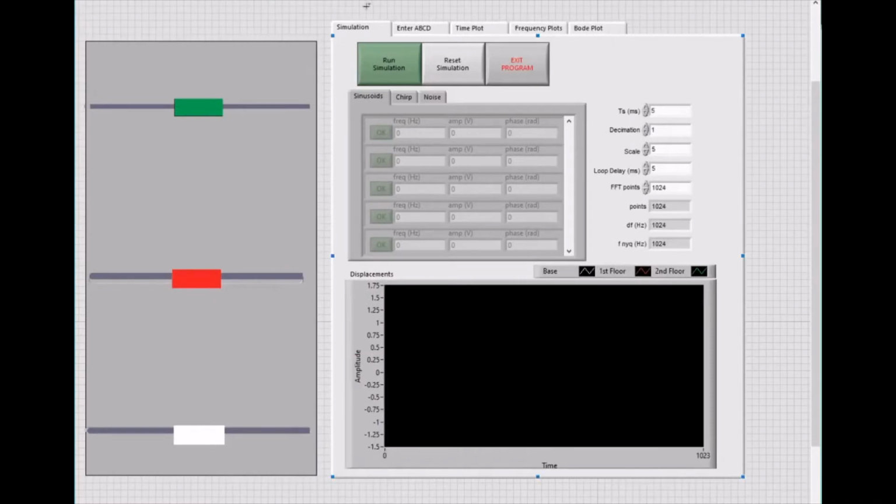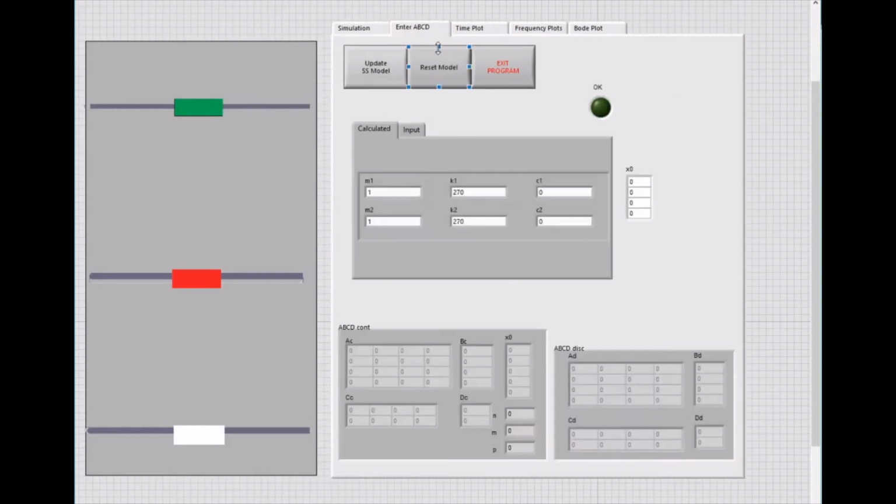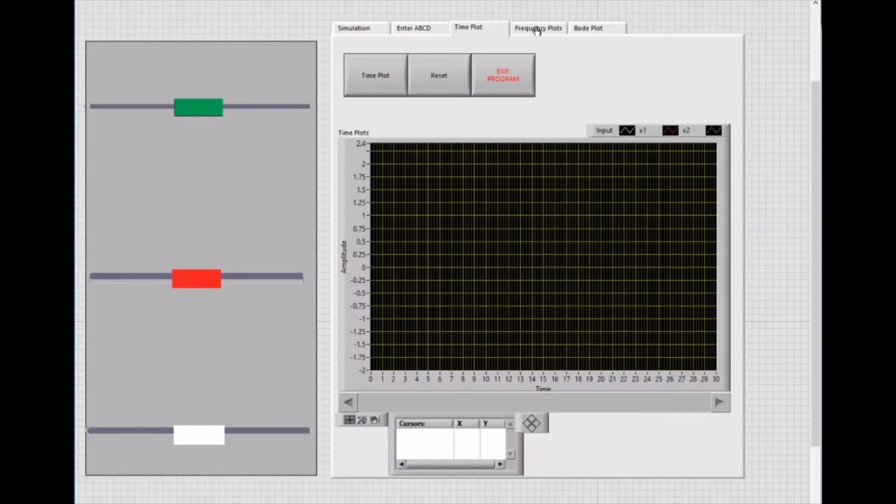So task one says to examine it. Okay, so I think this is the base, this is the first floor, this is the second floor. In the simulation tab, I think this is run simulation, exit, and then this must be for when I actually move the base. And enter A, B, C, D, and I can put in M1, M2, K1, K2, C1, and C2, and time plot. It's empty now. Frequency plot.